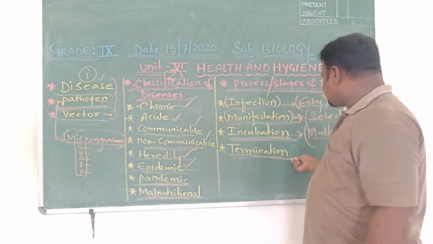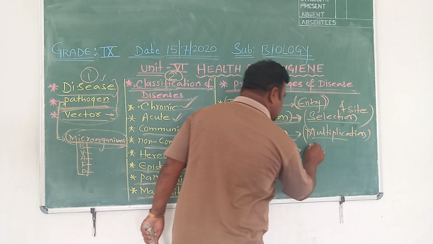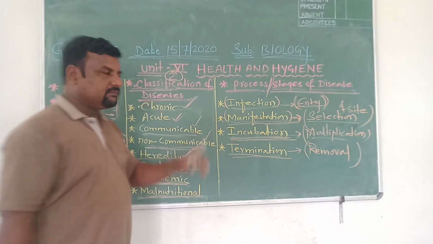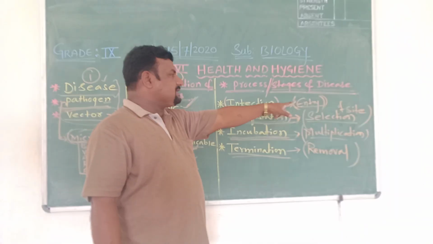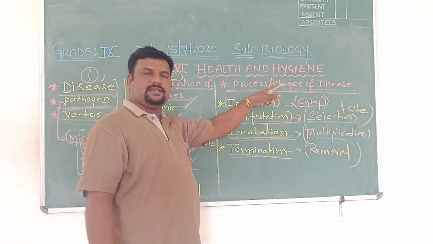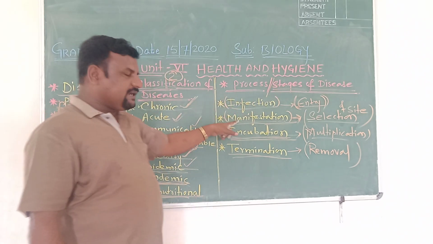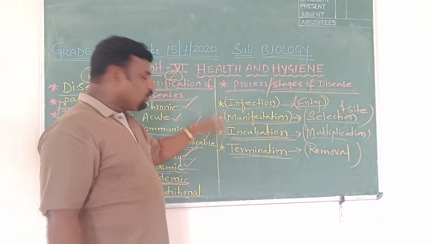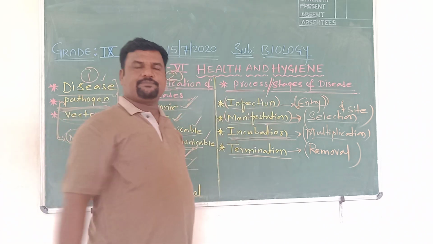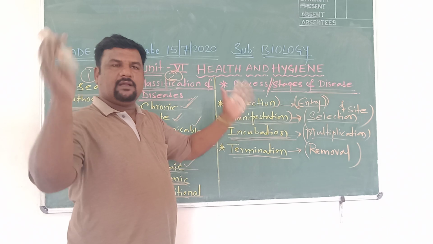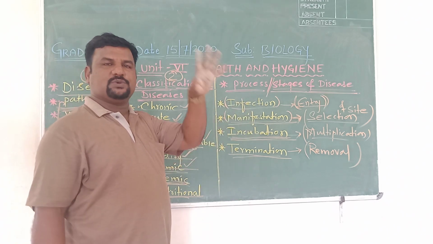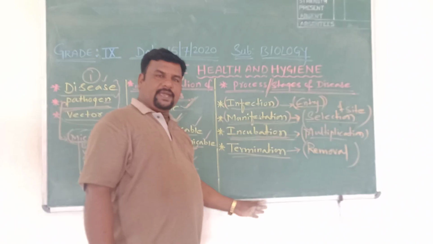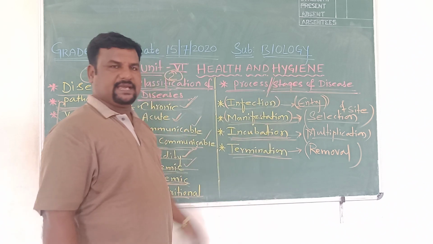That is called termination. So during termination, what happens? Removal of pathogens from the body of the organism. Are you getting it? During infection, the pathogen enters the body. The entry of disease-causing pathogen in the body is called infection. During manifestation, selection of site by the pathogens. During incubation, the pathogens multiply, and during termination, the pathogens move away. The removal of pathogen from the body of the organism is called termination. So these are the stages. In this way, any kind of disease may progress.